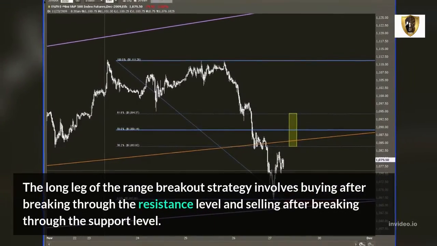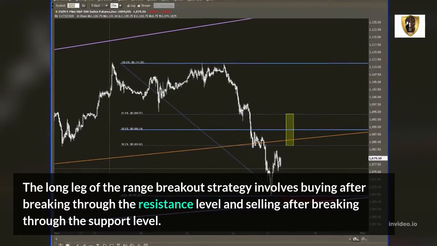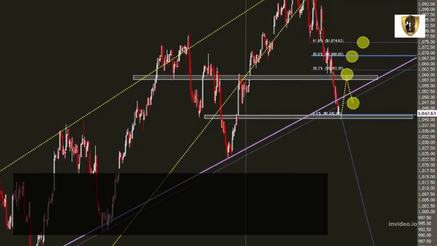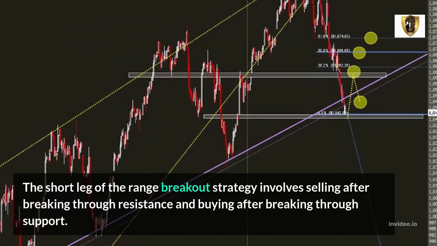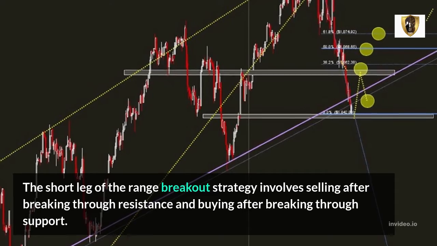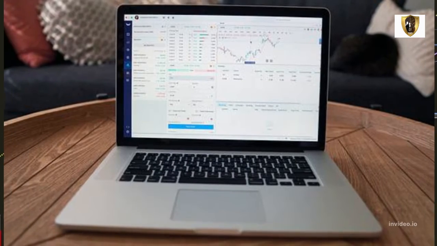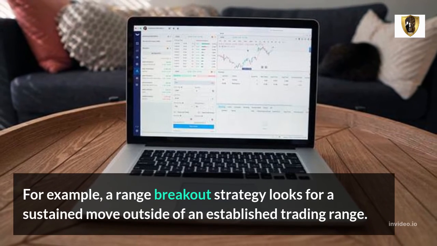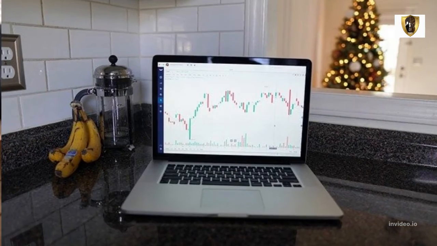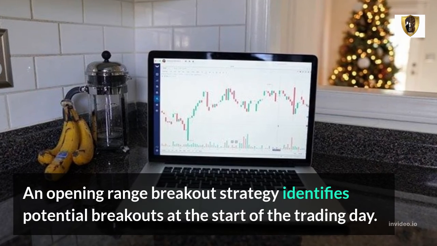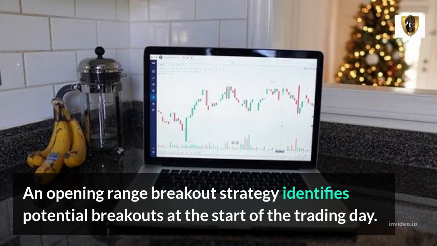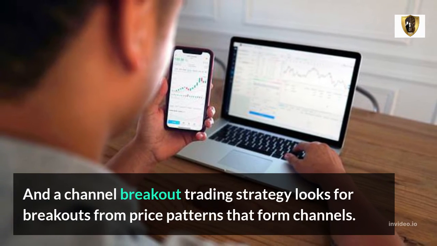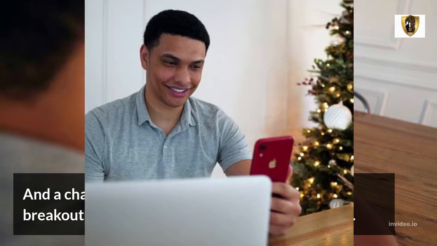The long leg of the range breakout strategy involves buying after breaking through the resistance level and selling after breaking through the support level. The short leg of the range breakout strategy involves selling after breaking through resistance and buying after breaking through support. For example, a range breakout strategy looks for a sustained move outside of an established trading range. An opening range breakout strategy identifies potential breakouts at the start of the trading day. And a channel breakout trading strategy looks for breakouts from price patterns that form channels.